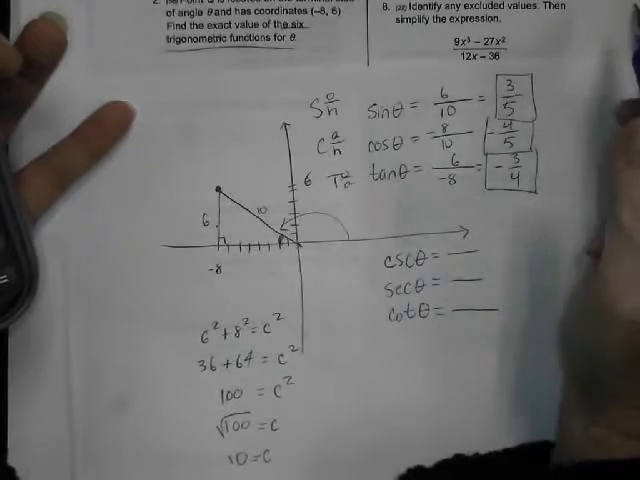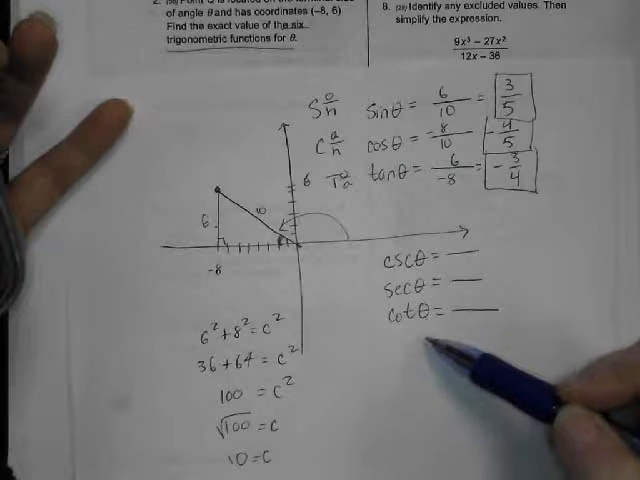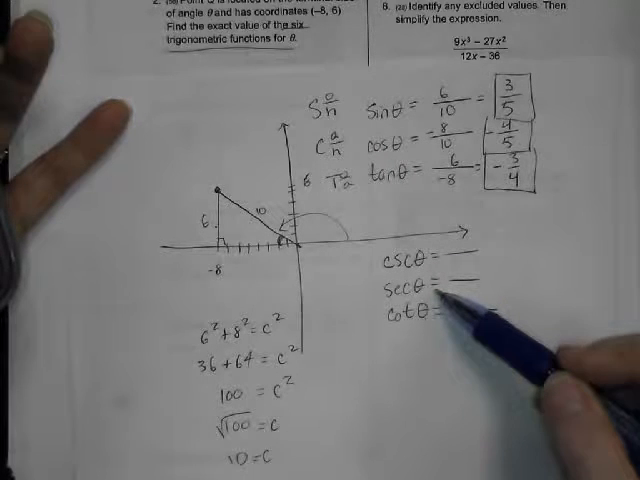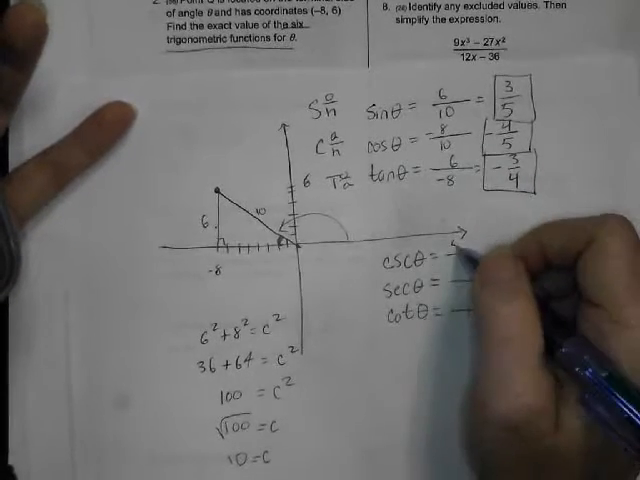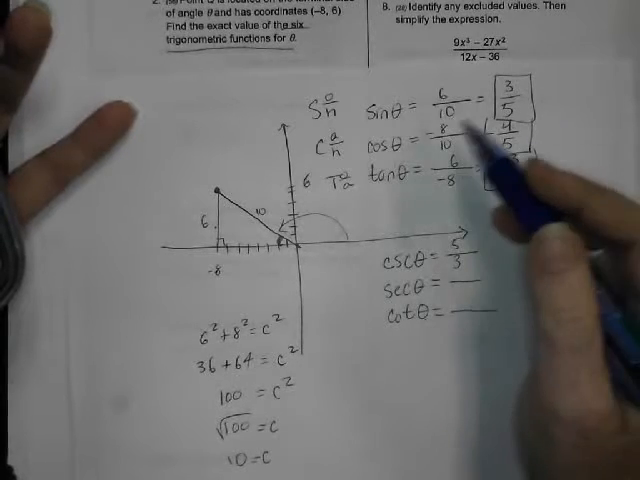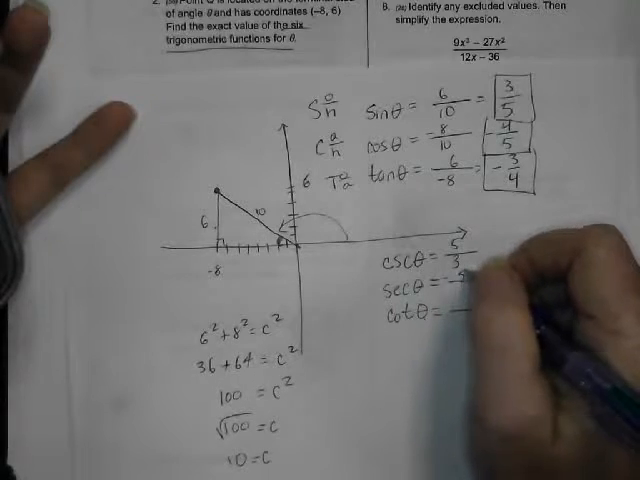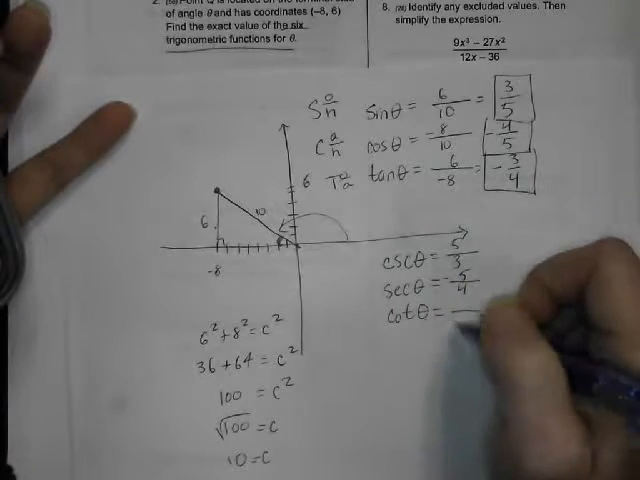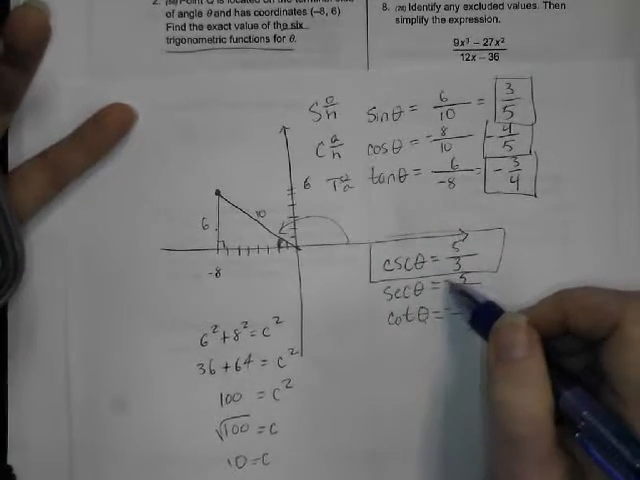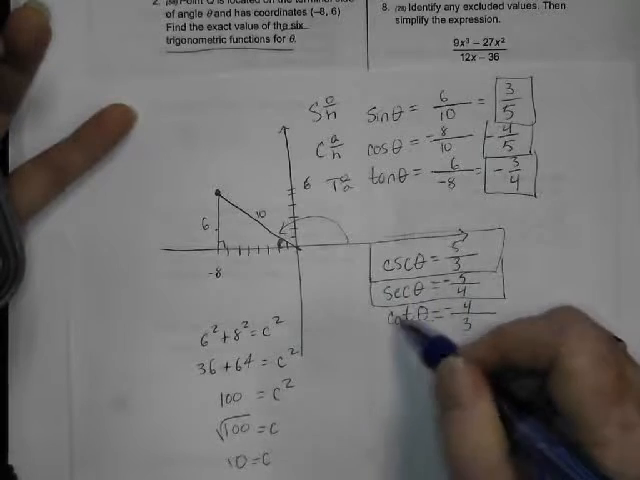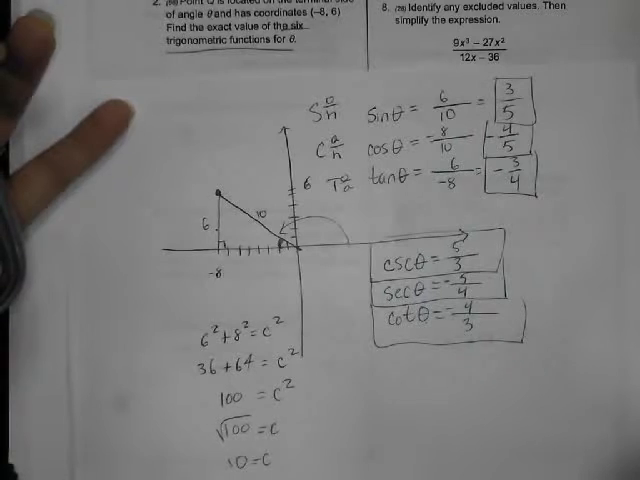Now, these reciprocal functions, reciprocal just means flip it upside down. This one goes with sine, that one goes with cosine, that one goes with tangent. So just flip them upside down. Instead of 3/5, cosecant is going to be 5/3. Secant is going to be negative 5/4. And cotangent will be negative 4/3. There's a negative sign there. All I did is take these 3 up here and flip them upside down, making the reciprocals. That's all.